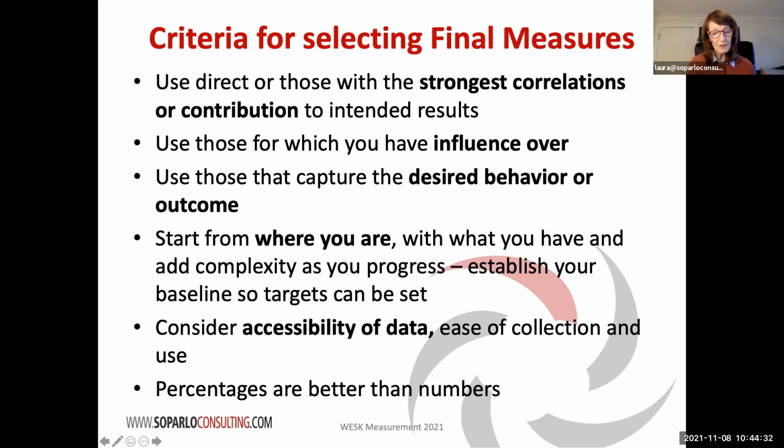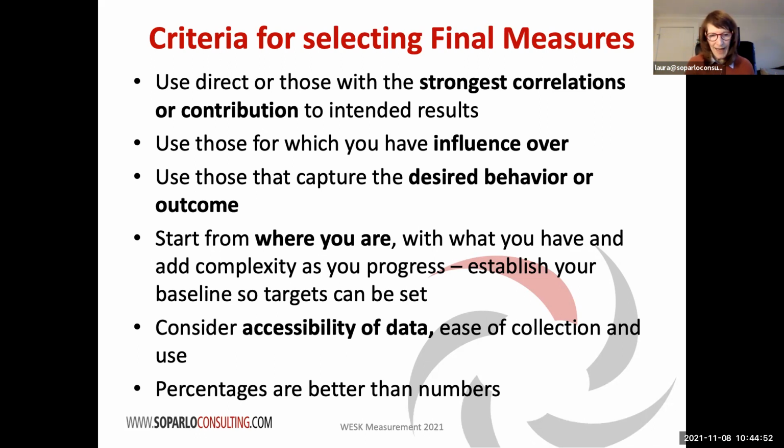Pick the ones you can control. There's a lot of measures you can say, this would be a great measure, but we have no control over it, and it's influenced by so many other things. So that's not a good one for us. Let's pick ones we have control over and we can actually measure. Use those that really are closer to a desired behavior and outcome wherever possible.